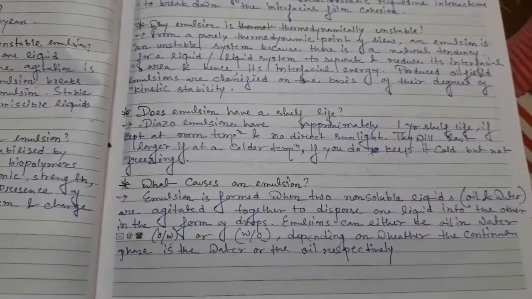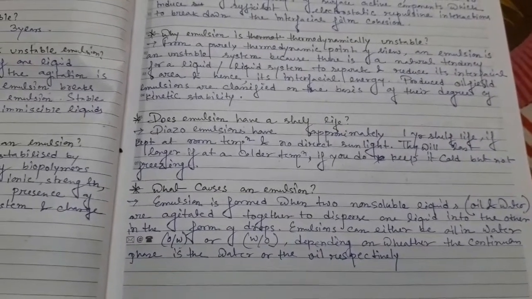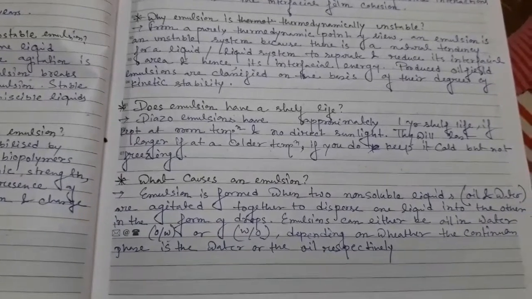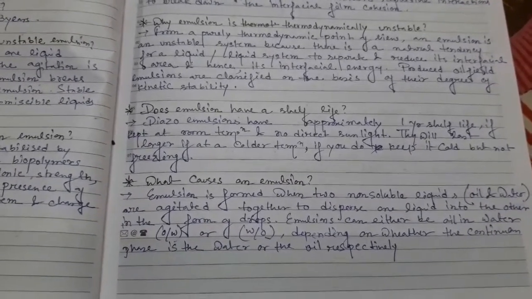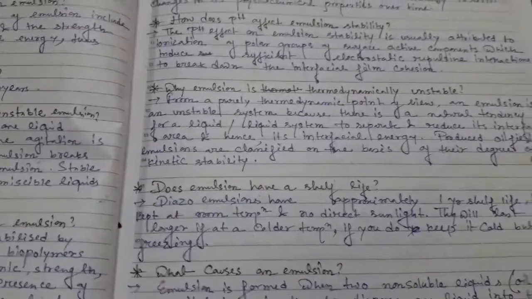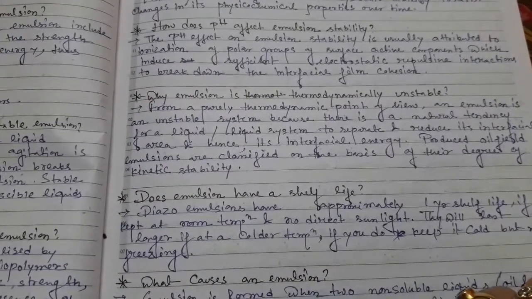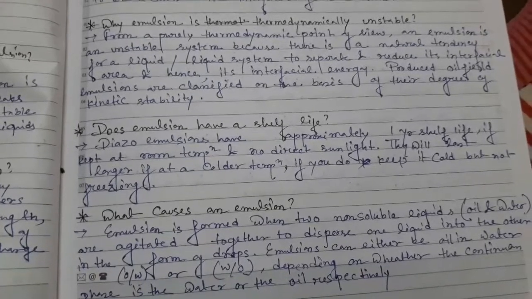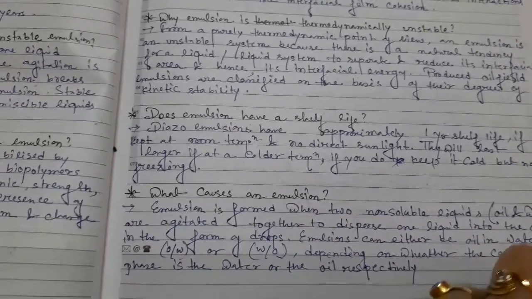And what causes an emulsion? Actually, an emulsion is made from two immiscible liquids, oil and water, and that's why an emulsifying agent is used to make them miscible. There are two phases, the continuous phase and the dispersed phase. When the oil is dispersed into the water, that means water is the continuous phase. When the water is dispersed into the oil, that means oil is the continuous phase.